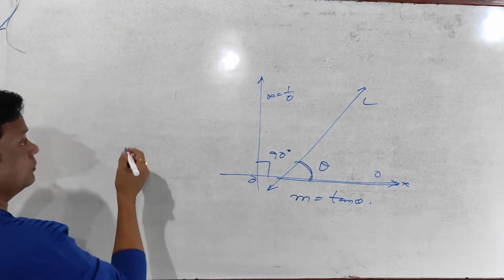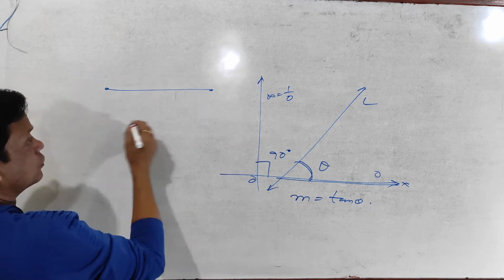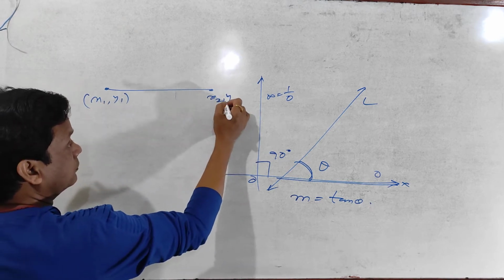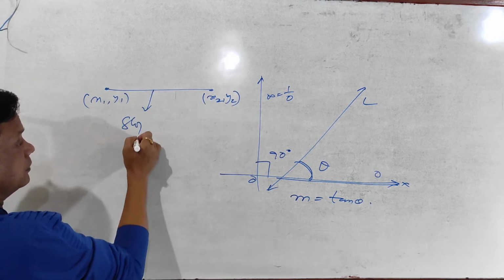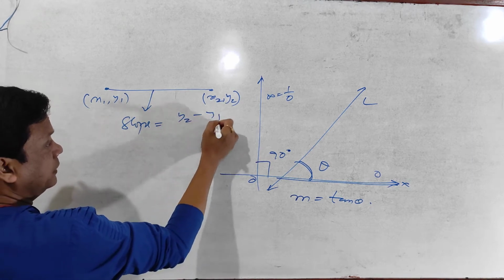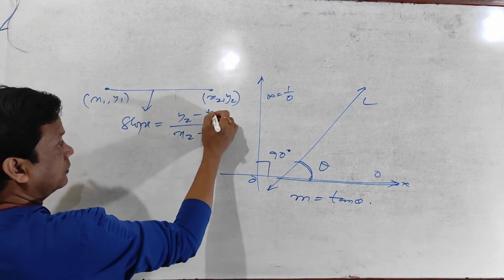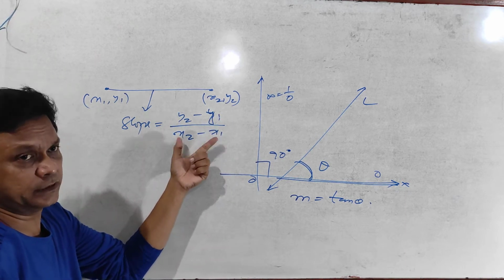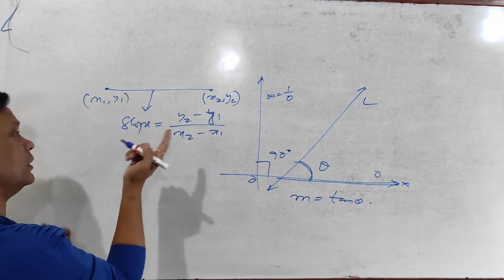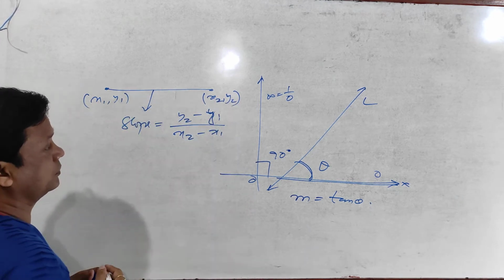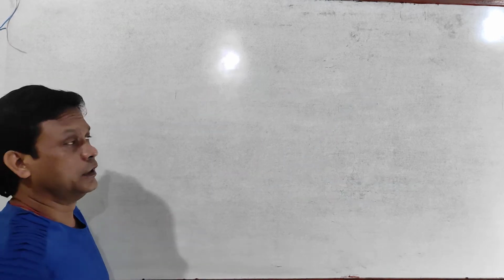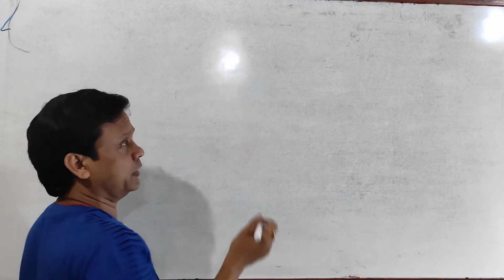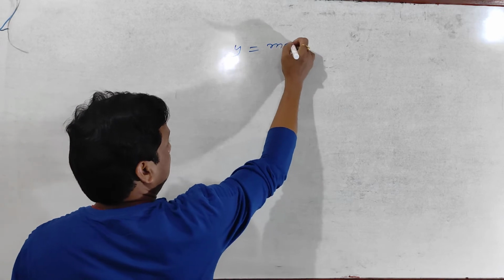Now, what is the slope of the line segment joining (x1, y1) and (x2, y2)? The slope is y2 minus y1 divided by x2 minus x1. That means the difference between the ordinates divided by the difference between the abscissae. Also you can take y1 minus y2 divided by x1 minus x2. Okay. Now, your slope m is equal to y2 minus y1 divided by x2 minus x1, and the slope-intercept form is y equal to mx plus c.